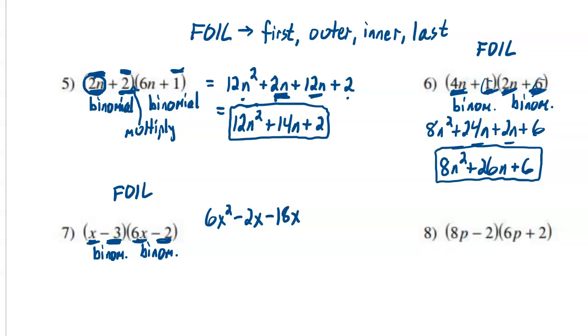And now last, the last number in the first parenthesis times the last number in the second parenthesis. Negative 3 times negative 2 is positive 6. These two can be combined. So the answer is 6x squared minus 20x plus 6.